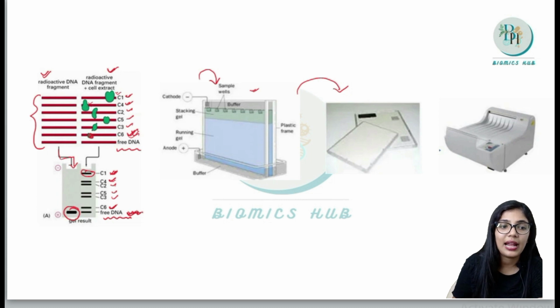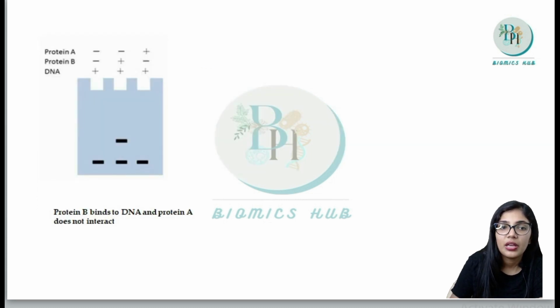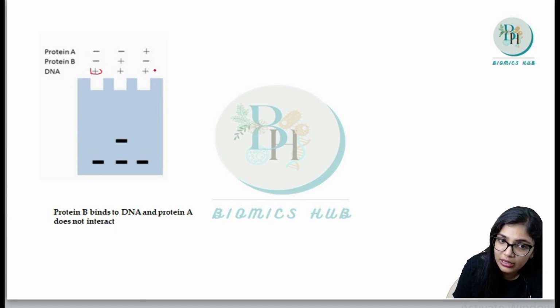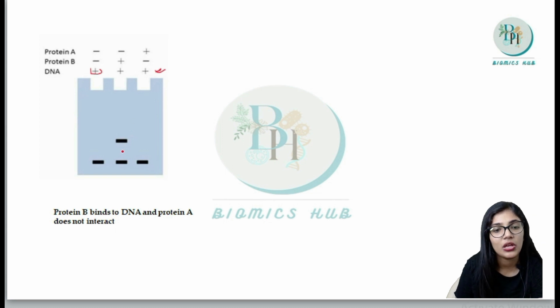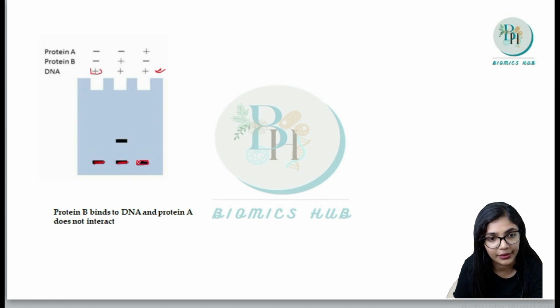So let us see another example of how this can be done. Here we have 3 wells, and in the wells we have provided the DNA. In the lower portion, as only DNA is present, this DNA has low molecular weight, and this is giving the band.